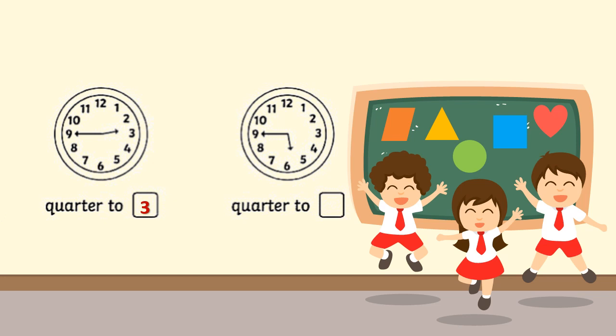And now it's a quarter to what? Yes, I'm going to the next number after the short hand. So it's quarter to 6. Because when you see the word quarter to, I go to the next hour, the big number. When you see to, go to the big number.